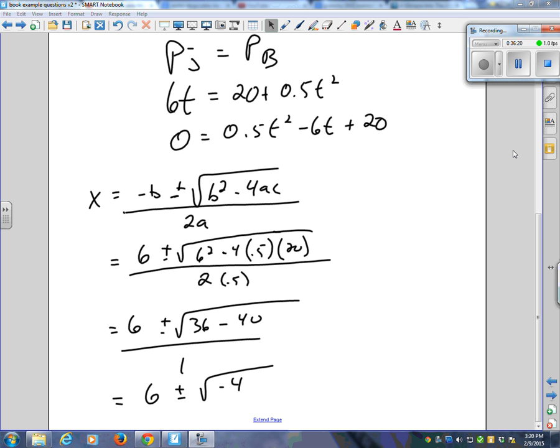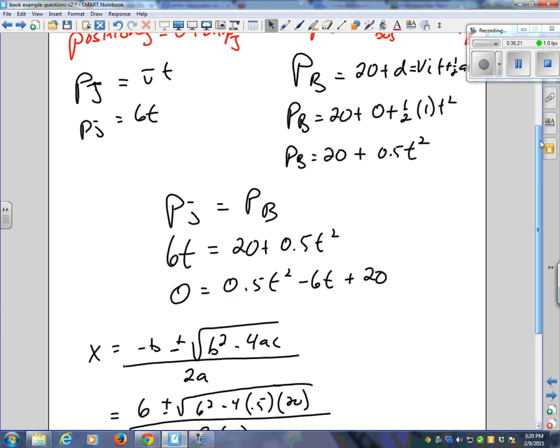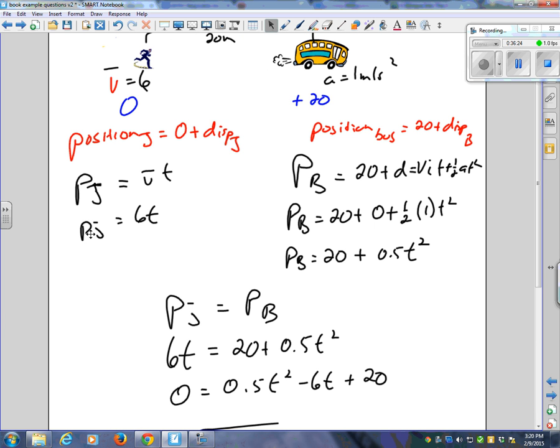Let's go back in time a little bit and see what I did. Position Jack is 6 times T. We've established that already, I think, right? The position of the bus is equal to the initial position of 20 plus the displacement of the bus. So that's 20 plus D equals V_i T plus a half A T squared, or 20 plus the initial velocity of 0, 1/2 of 1 T squared, or 20 plus 0.5 T squared. And I heard a couple groups say that, and it sounded like you got that far.